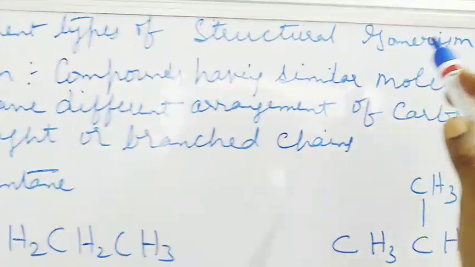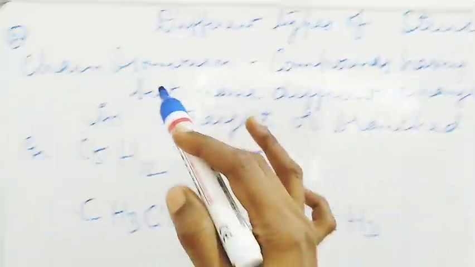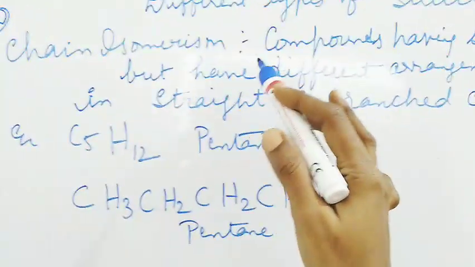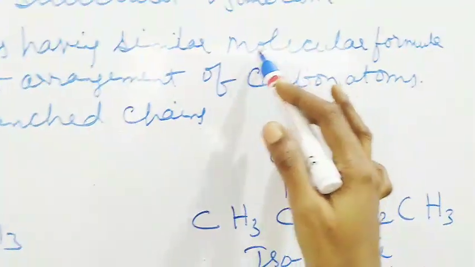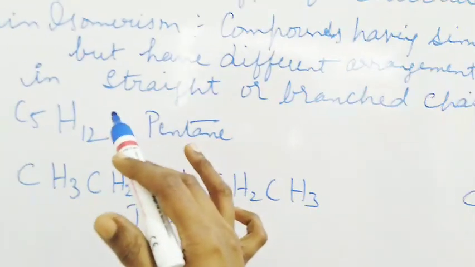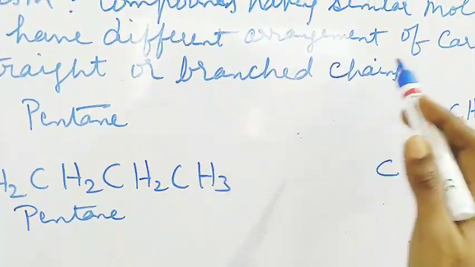Different types of structural isomerism. I said 4 types of structural isomerism are there. The first type is chain isomerism. Already we have discussed about this. There are 2 or more compounds which are having similar molecular formula but have different arrangement of the carbon atoms. That arrangement may be in a straight chain structure or a branched chain structure.